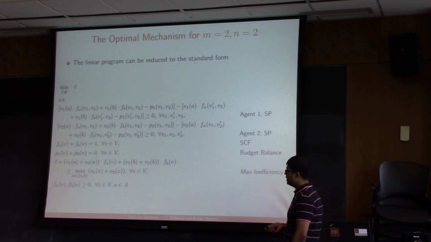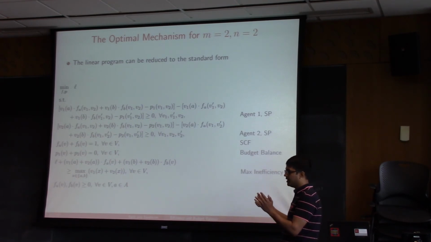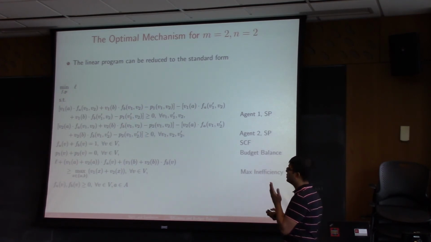Even though we have reduced the problem to a linear program, you can notice that the number of constraints is essentially huge. We need V1, V1 prime, and V2, which are continuous. It's a mapping from the alternative set to the open interval minus m by 2 to m by 2. So the number of constraints in this bunch of inequalities is essentially uncountable.